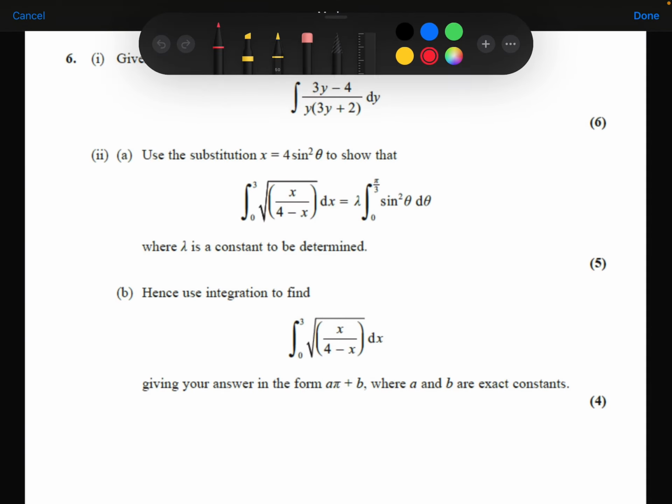Part B. Hence, use integration to find the answer to that integral. So basically finish off the integral that we found in part A. Remember that we found that lambda was 8.